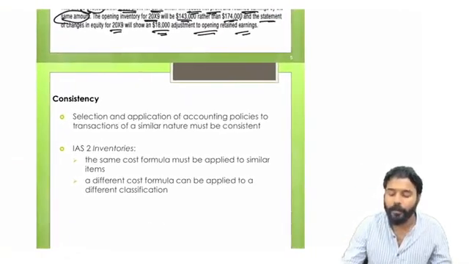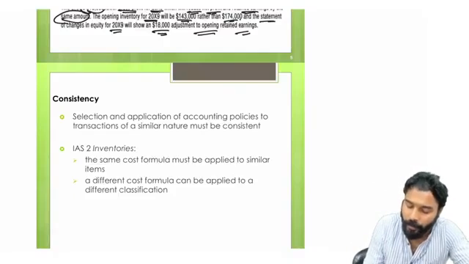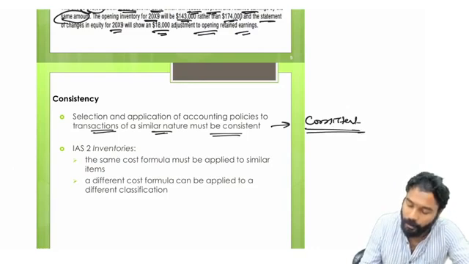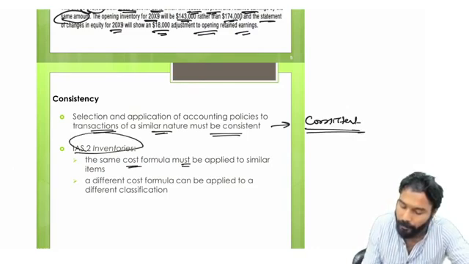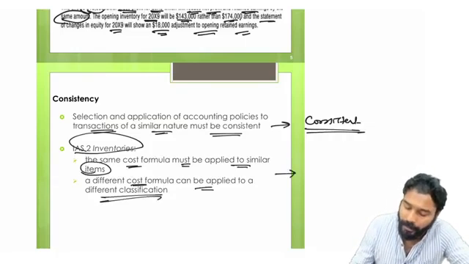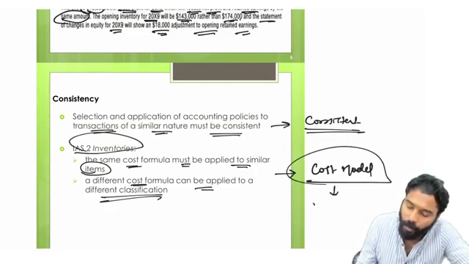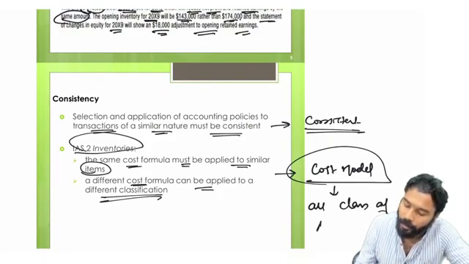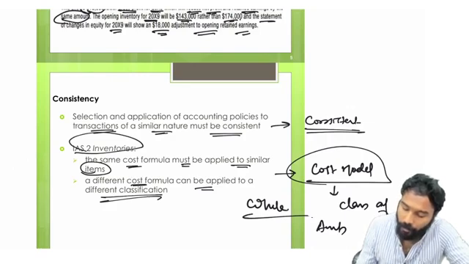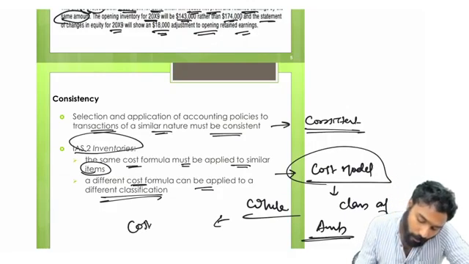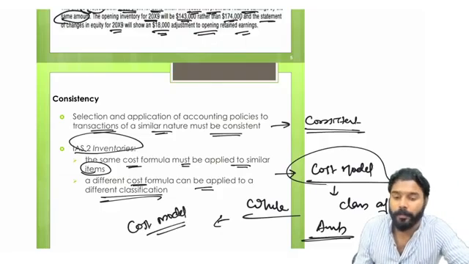So consistency. What's the reason for this? The selection and application of accounting policy to transactions of a similar nature must be consistent. That is, in IAS 2 Inventories, the same cost formula must be applied to similar items. A different cost formula can be applied to a different classification. So one of the peculiarities is, if you are choosing the cost model, then this cost model should be applied to the whole class of assets. The whole class of assets should be following the cost model. Okay.